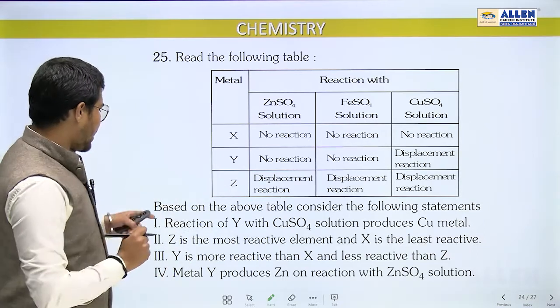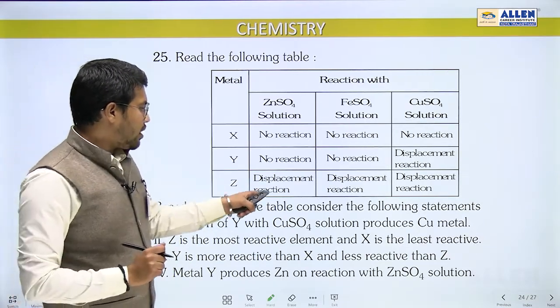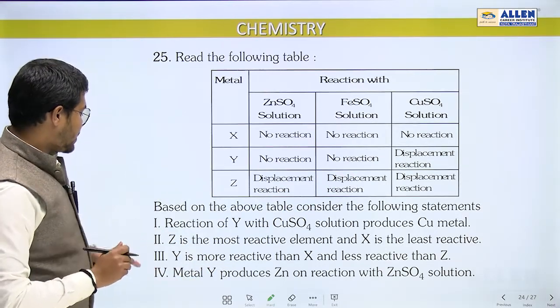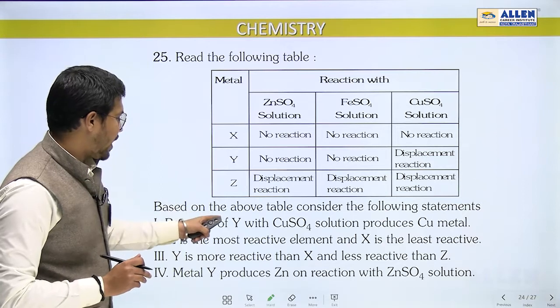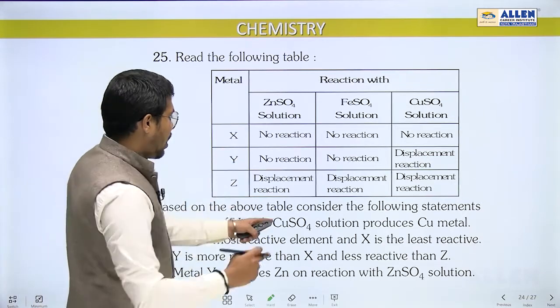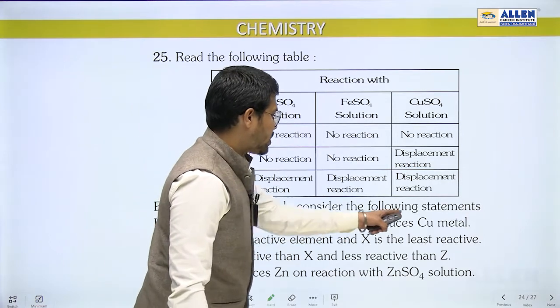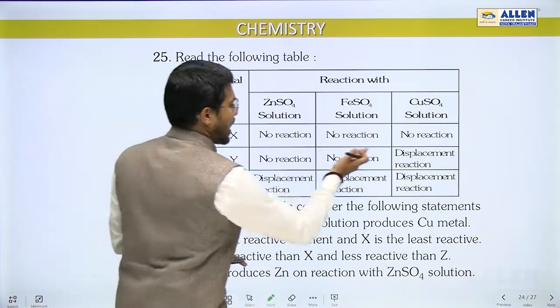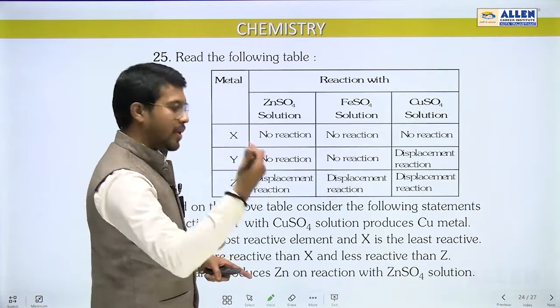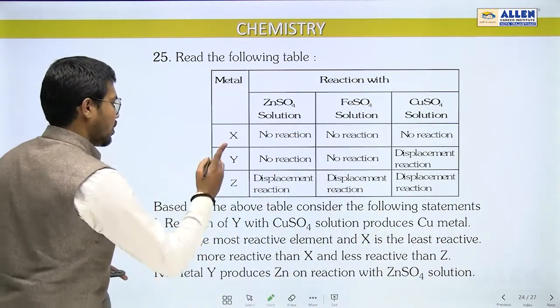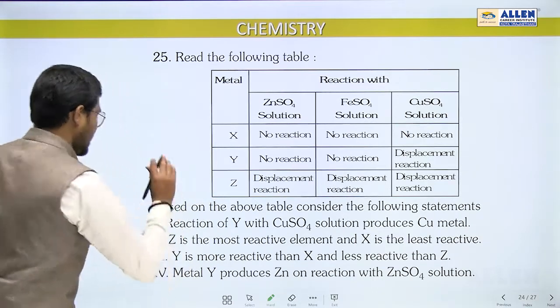Now, based on the above table, consider the following statements. First statement: reaction of Y with CuSO4 solution produces Cu metal. Obviously, yes, Y is displacing Cu from its salt. So this statement is correct.